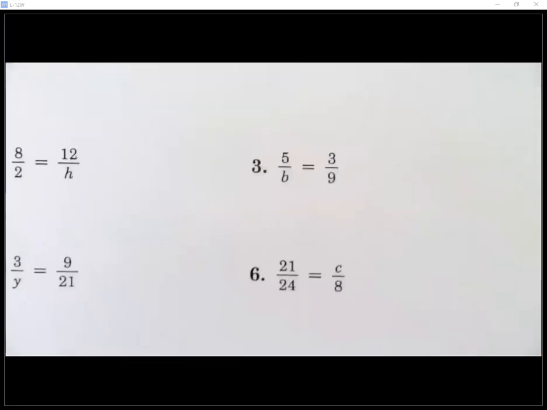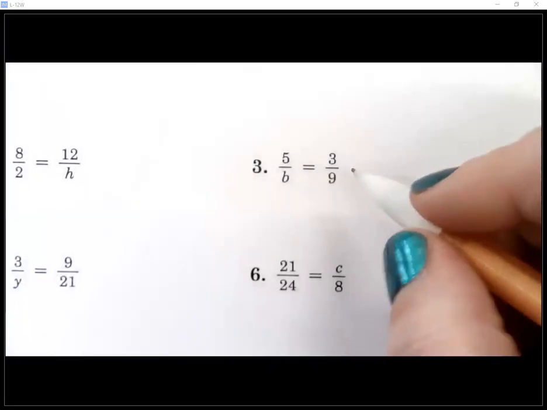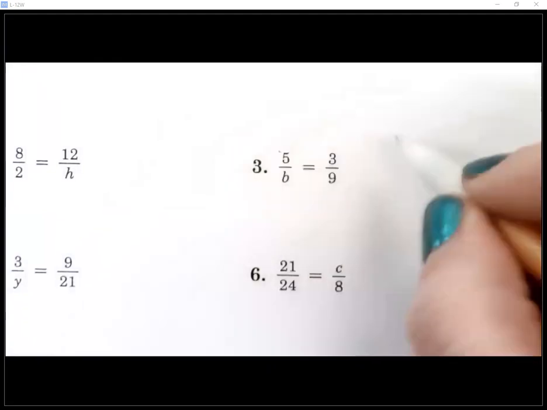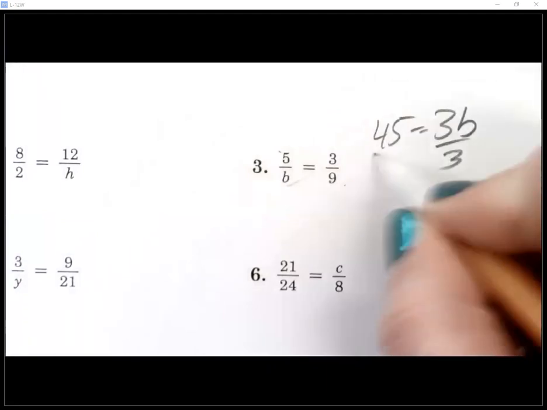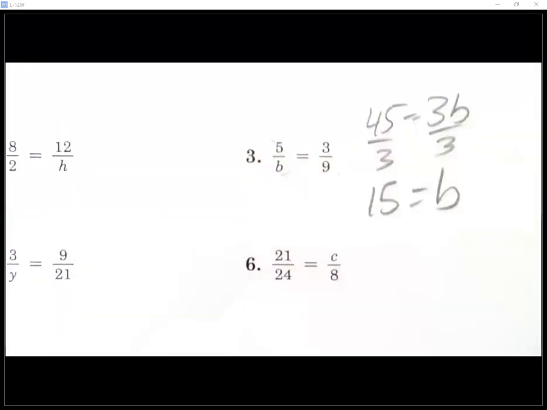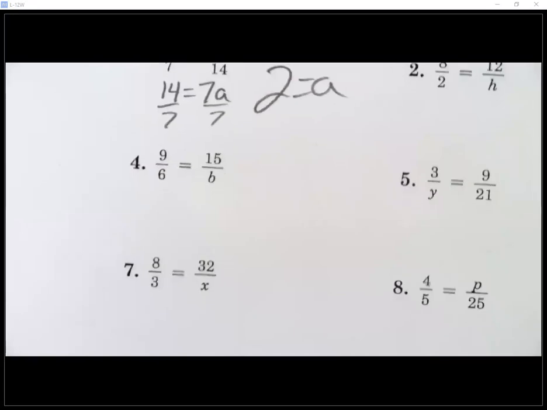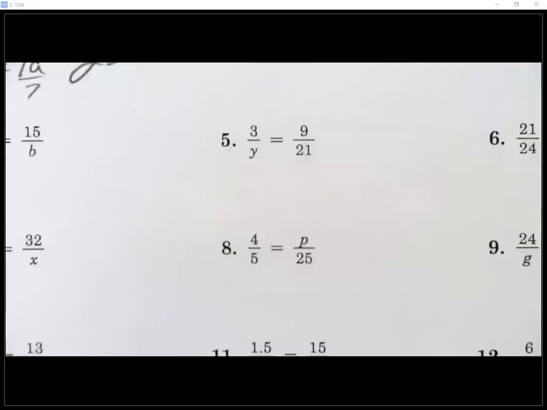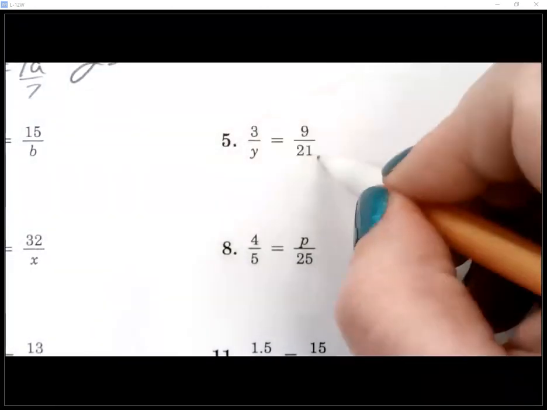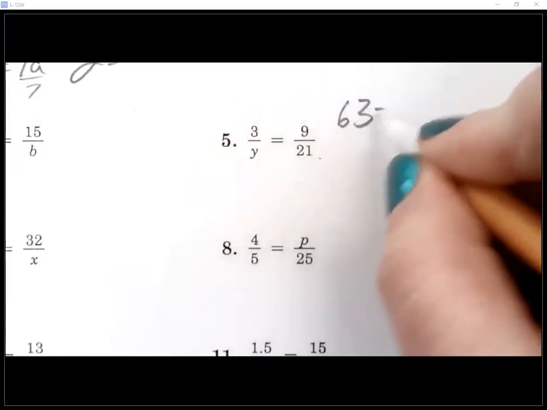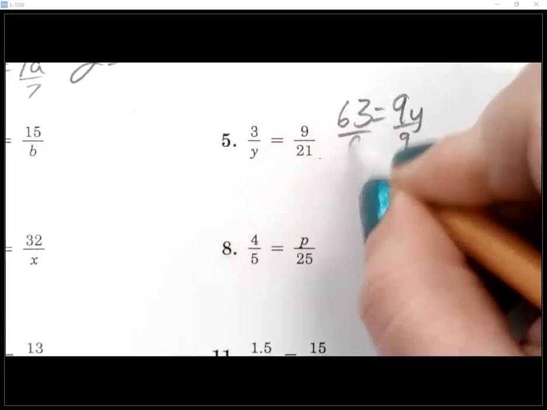All right, number 3. What did you get? Sophie. 15 is correct. 9 times 5 is 45 equals 3b. So you should have 15. Perfect. All right, number 5. Maddie, what'd you get? 5. You are correct. That's 63 equals 9y. Divide by that 9, and that's how we arrive at 7.